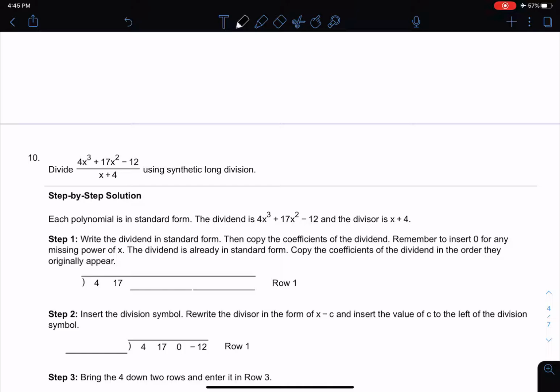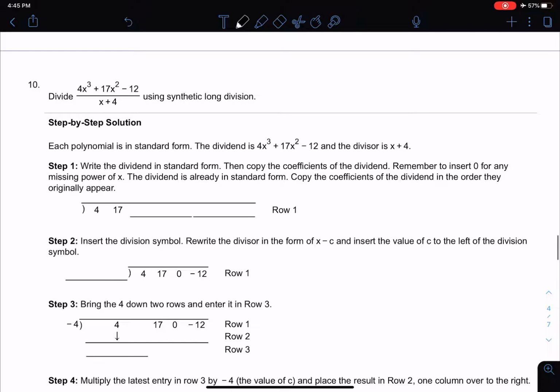The synthetic division can be used when you have a binomial in the denominator, and more specifically, when you have a binomial where the highest power of x is only 1. So a linear, you can say x to the first power. So this makes our procedure much faster. I've got a step-by-step guided solution, and then I'll show you. This is really fast.